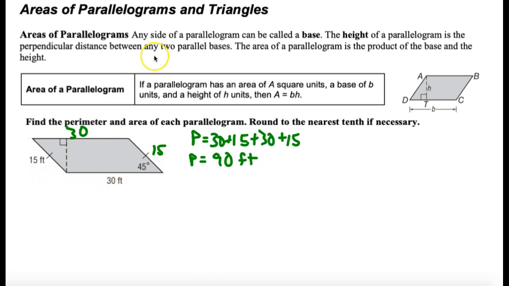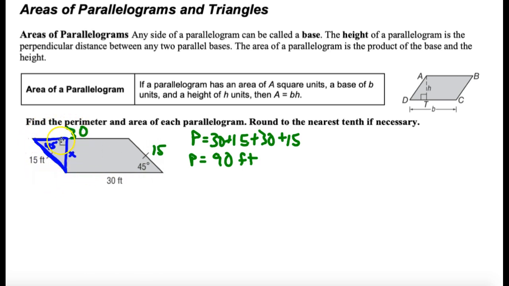Then for my area, I need the height. I need to solve for the height. I don't know the height, but if I look at this right triangle here, what I do know is this side is 15. And this angle here would also be 45 degrees, because we know in a parallelogram opposite angles are congruent. Now I want to solve for the height.